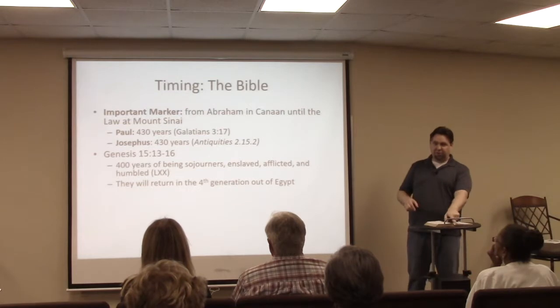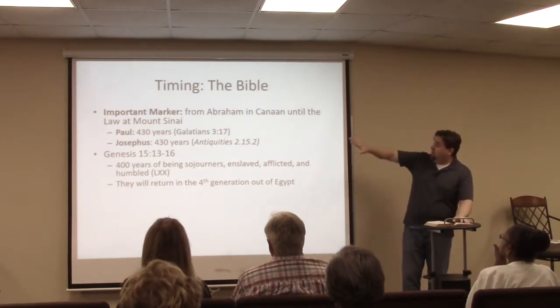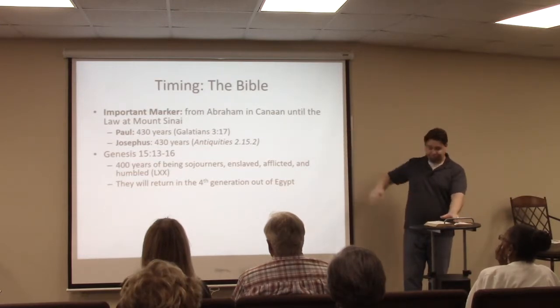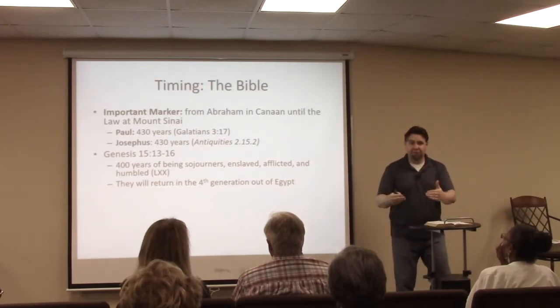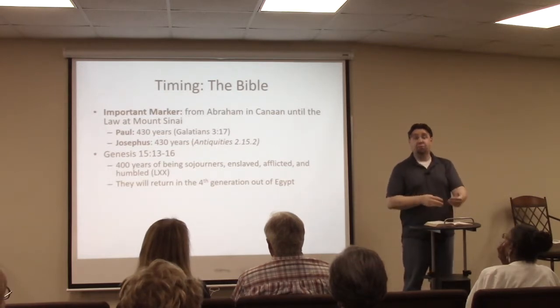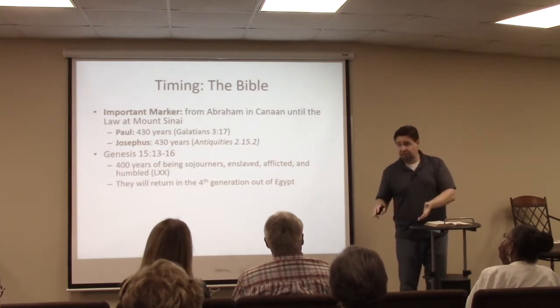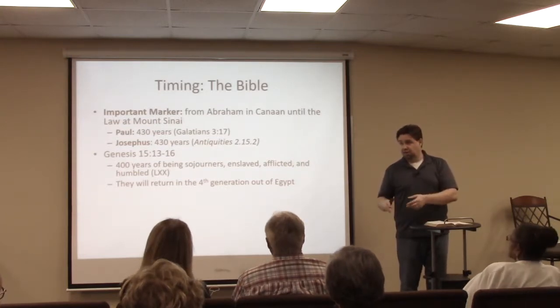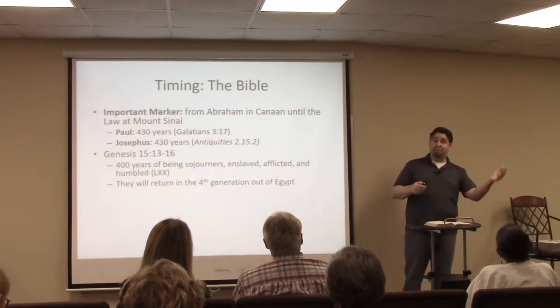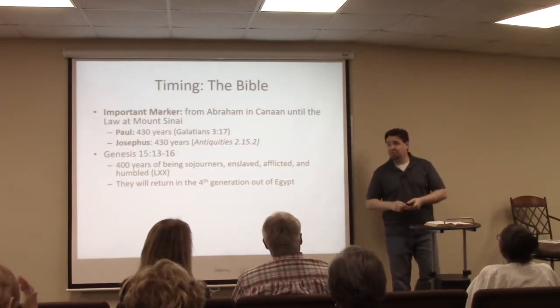Okay, here's some other things to consider. Important markers in the Bible. We also get from Abraham in Canaan until the law at Mount Sinai. Abraham is called to Canaan when he's 75 years old. Then Moses is at Mount Sinai getting the law when he's 80 years old. And Paul says that time period is 430 years. He says it in Galatians 3:17.